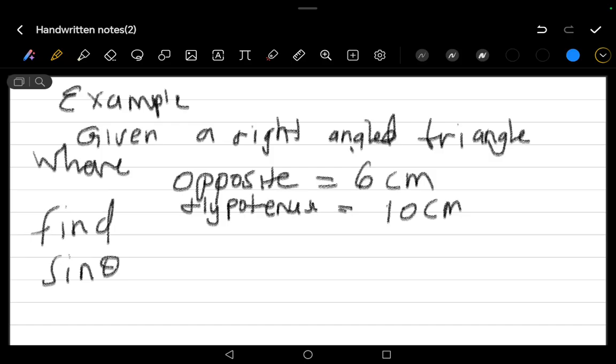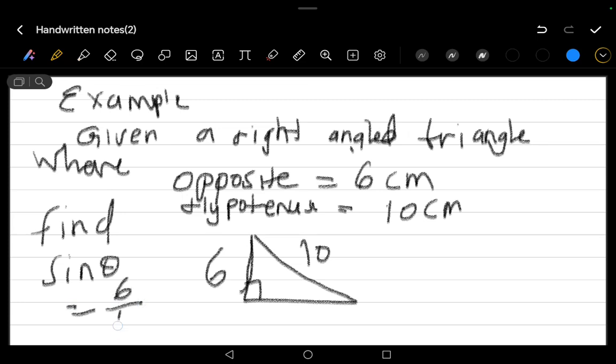It's 3 centimeters. Ah, no, it's not 3. It's 3 over 5. So we're given a right angle triangle with opposite of 6 centimeter and hypotenuse of 10. And then they say we are looking for what? For sine. And we know that sine is opposite over hypotenuse. So it's going to be 6 over 10. And then when we simplify, it's going to be 3 over 5.